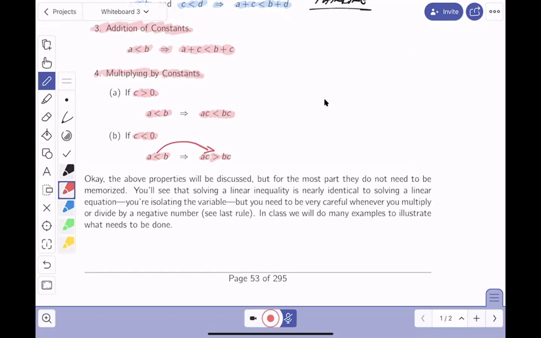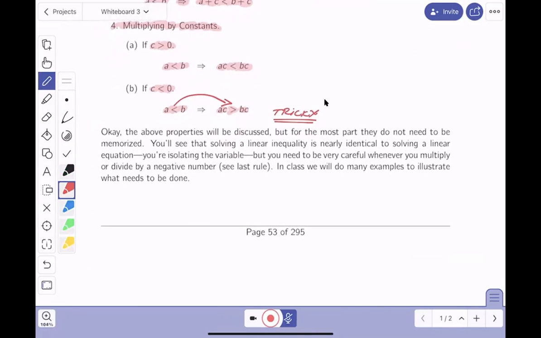You should notice that. This, for some students, is tricky. As we do problems, we're going to point out why it's tricky and what we need to do to prevent us getting burned with that. Okay? So I'm going to say the above properties discussed. We did do that. There's no need to memorize this stuff.